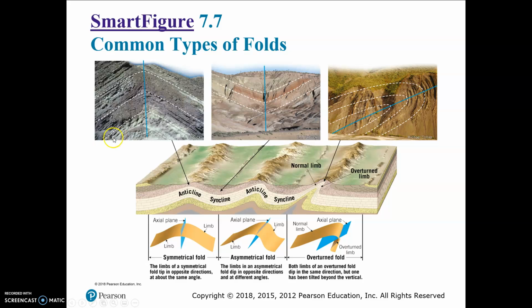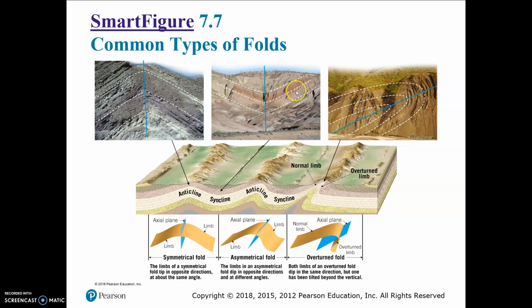Some different types of folds that we're looking at here, and some directional pictures. So here we kind of have this upside down V shape. So this would be an anticline. Okay, so this is an example of an anticline. And this would be an example of a symmetrical fold. These are about in the same angle. Here's an example of another type of fold. We see this one, our syncline here, we can see is also symmetrical.